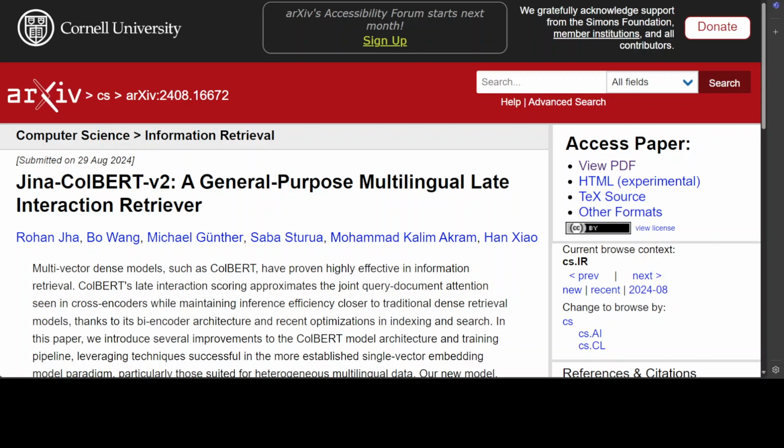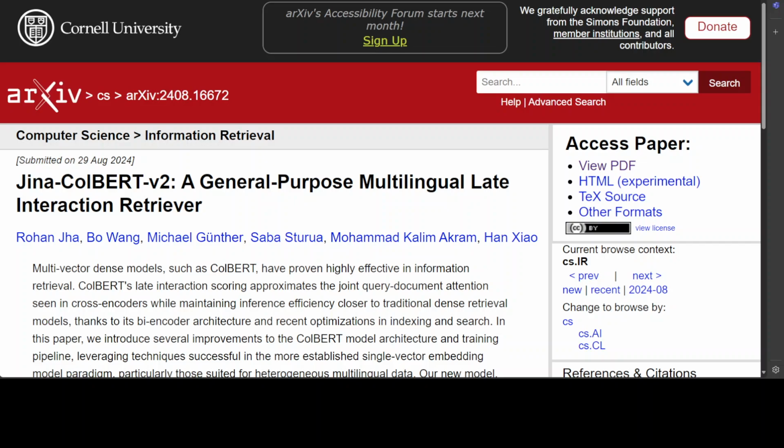So this paper introduces Jina-ColBERT-v2, which is a multilingual late interaction retriever that improves upon the ColBERT model architecture and training pipeline. Now, what is this ColBERT? ColBERT stands for Contextualized Late Interaction over BERT. ColBERT is a deep learning model that is designed for information retrieval tasks, particularly passage retrieval and question answering. It is an improvement over traditional dense retriever models. There are three key features of this ColBERT model, and it is very important to understand ColBERT first before we look at this in Jina-ColBERT.